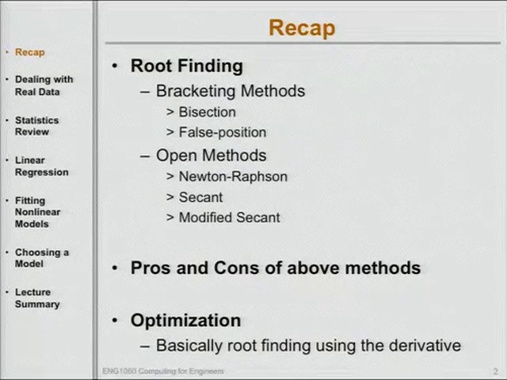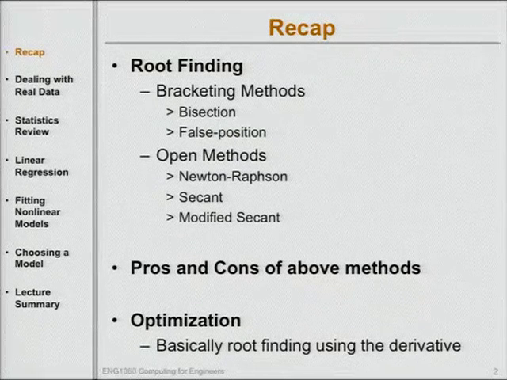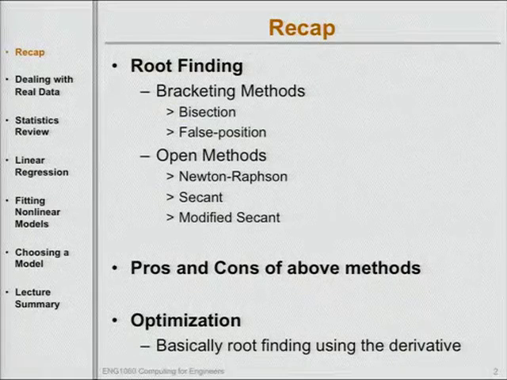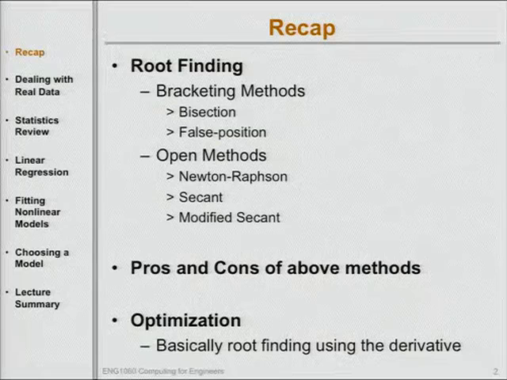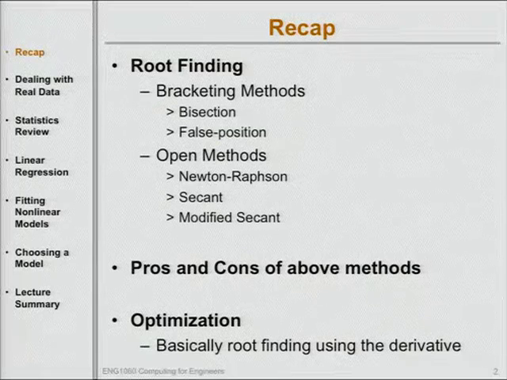Recap. What have we done so far? We looked at root finding, we looked at bracketing methods, 2 different bracketing methods, and open methods, 3 different open methods. The key factor of the bracketing methods was that you had to have 1 point on either side of the root, so the function had to change sign. And if you could get that, then you're guaranteed to be able to find the root. Not necessarily efficiently, but you could do it.